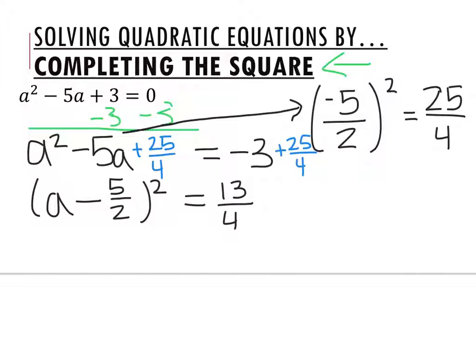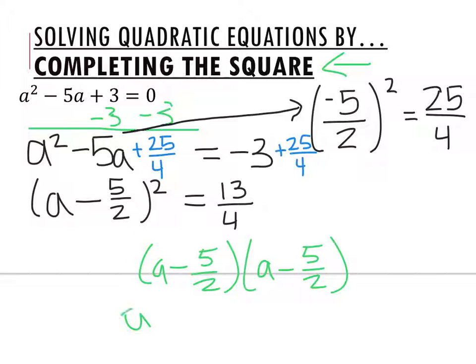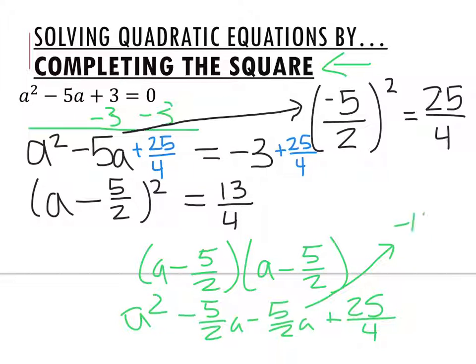So think about it. If I took a minus 5 over 2 times a minus 5 over 2, and I FOILed it, I'd get a squared. I'd get negative 5 over 2a, minus 5 over 2a, plus 25 all over 4. Well, those two negative 5 over 2a's become negative 10 over 2, which is the same as negative 5. There's that negative 5 right here, and then that 25 over 4 is right here.